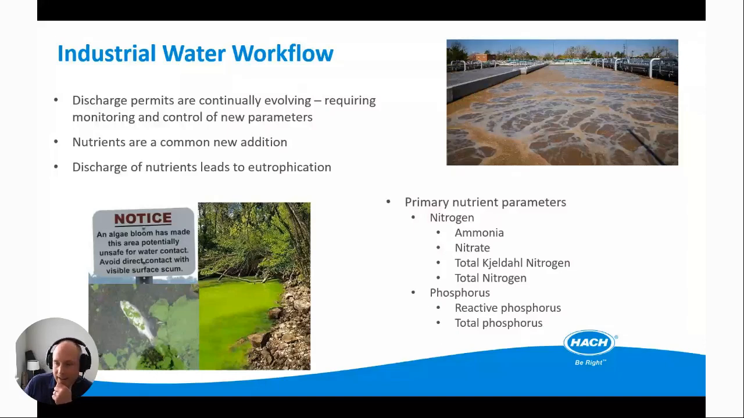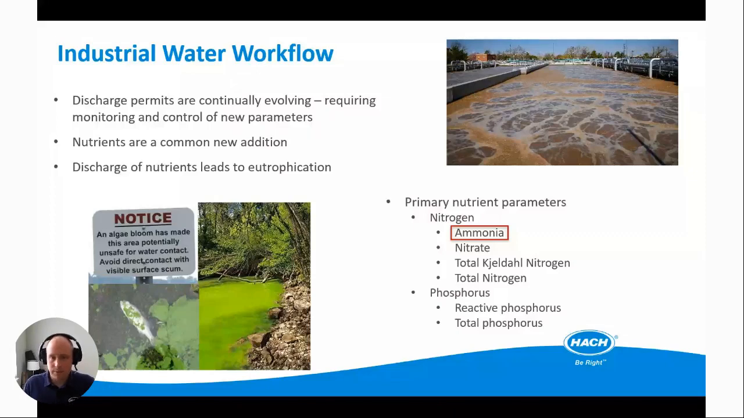So any of these can show up in any kind of permit, one way or the other. For the rest of this presentation, I just want to focus on one of these parameters, just as representative for the rest. Just focus on ammonia here. It's a very common nutrient parameter. So let's look at what ammonia testing looks like.